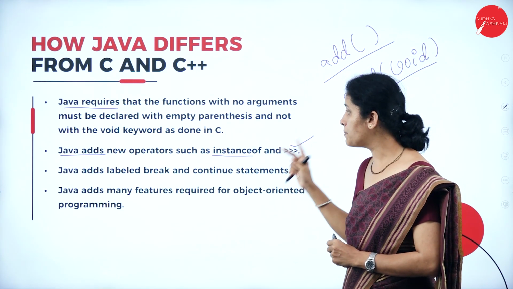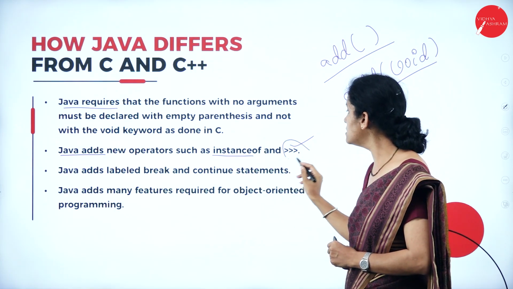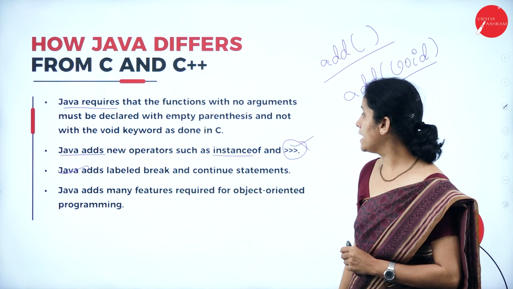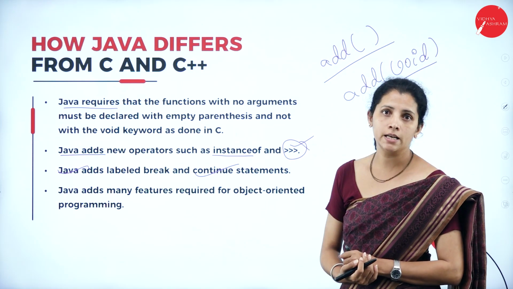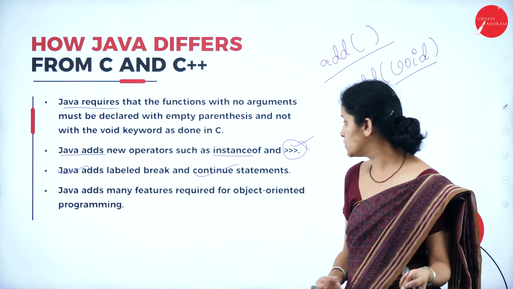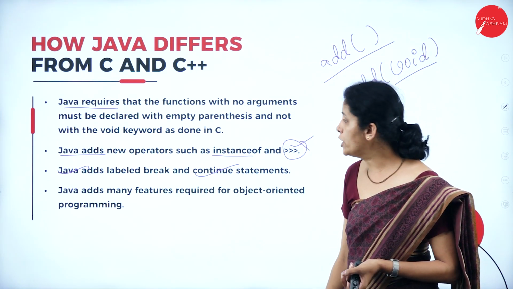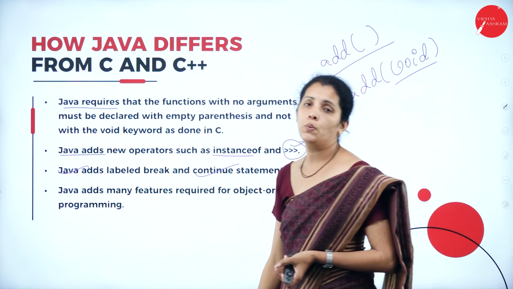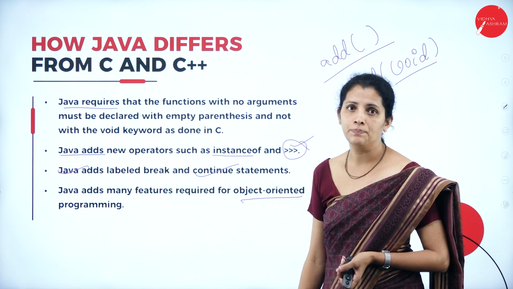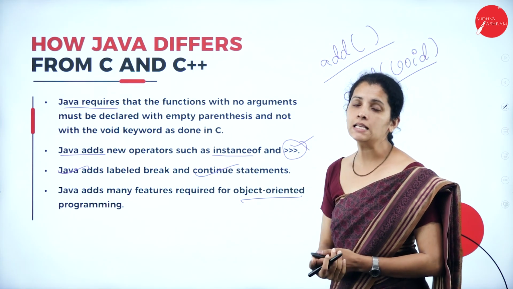Java adds new operators such as instanceof and the this symbol. That means Java supports two operators, that is instanceof and this. Now, Java adds labeled break and continue statements. So here Java includes the labeled break statement as well as the continue statement. Along with that, Java adds many features which are required for object-oriented programming. So, these are some of the differences between Java and C.